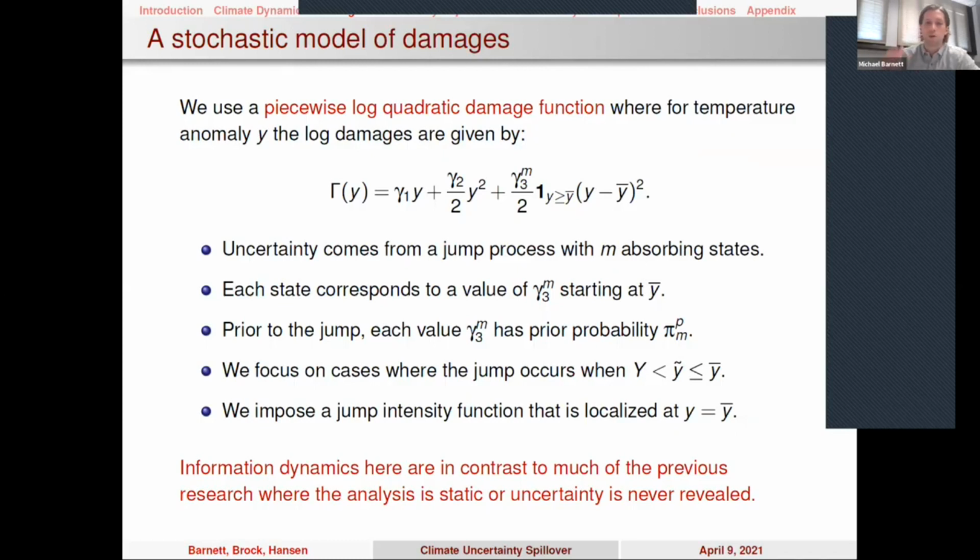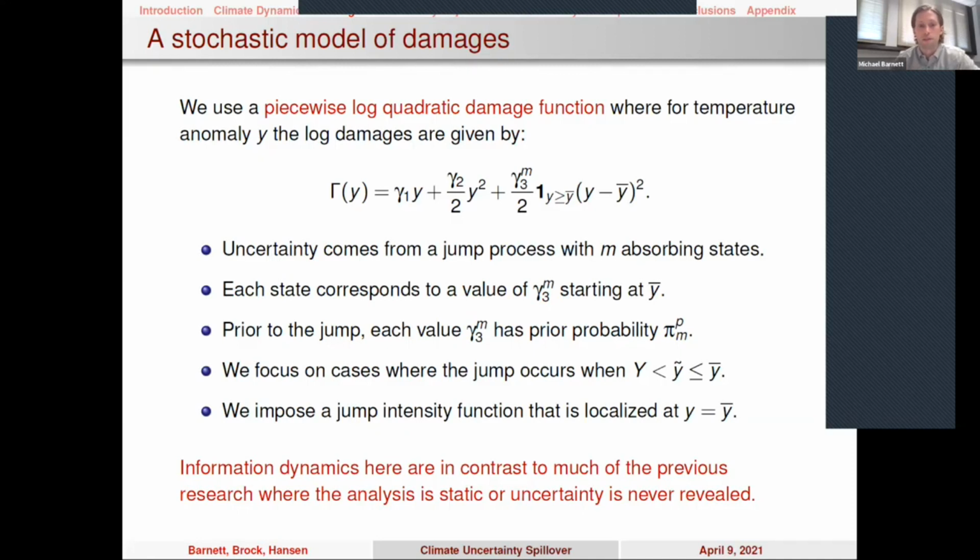So after this threshold gamma bar, or sorry, y bar, this additional quadratic piece turns on, determining the curvature of the damage function. Now, prior to this jump taking place, the decision maker, the planner, doesn't know which is going to be the actual damage function. And so we're going to place, much like we had in our histogram, a prior probability specified on each of these gamma 3m's.